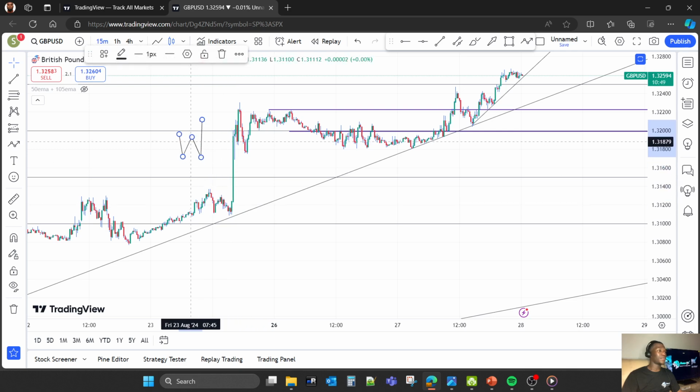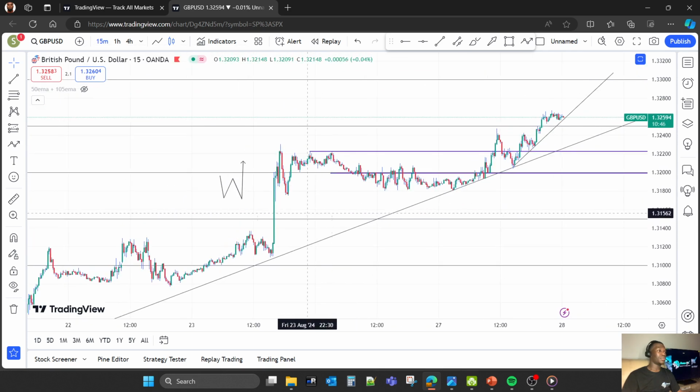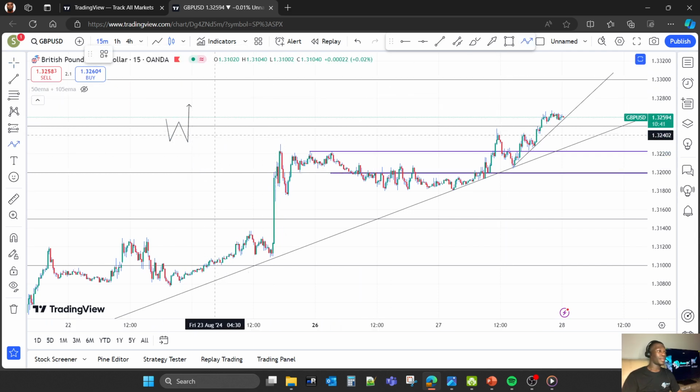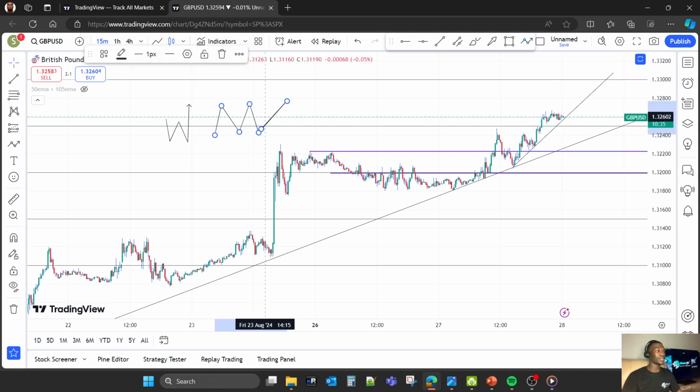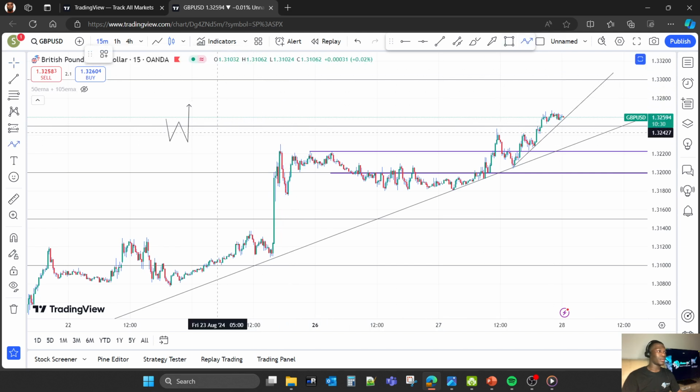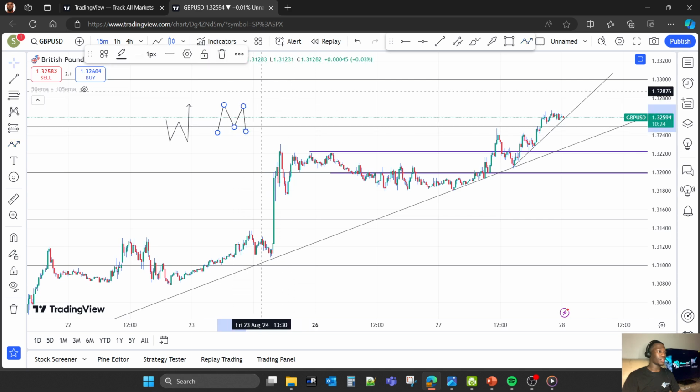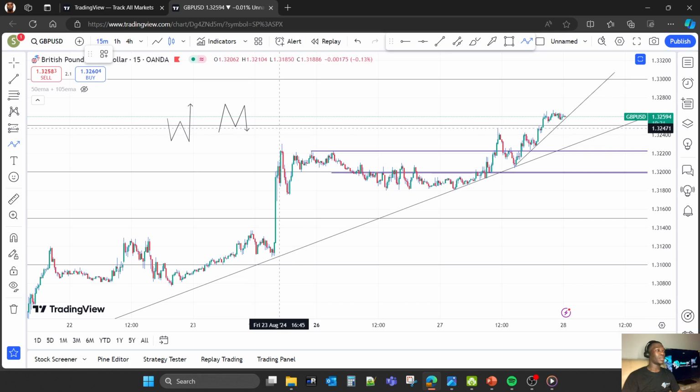So there are different types of chart pattern that you get to see on GBPUSD. There's a W, there's an M. This is how an M looks. It's the opposite of the W. What am I doing? Sorry guys. Let me draw another M. Okay, this is an M, and then we have a head and shoulder. This is a head and shoulder. This is how it looks like.